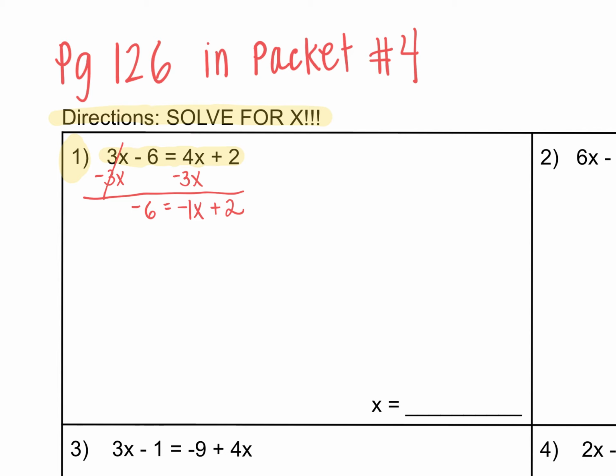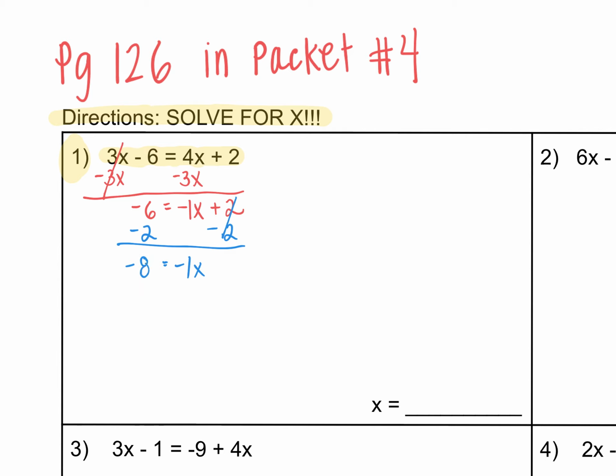Now I see that x is multiplied by negative 1 and added 2. I'm going to subtract 2 on both sides, and then I have negative 1x on the right, and negative 6 minus 2 is negative 8.